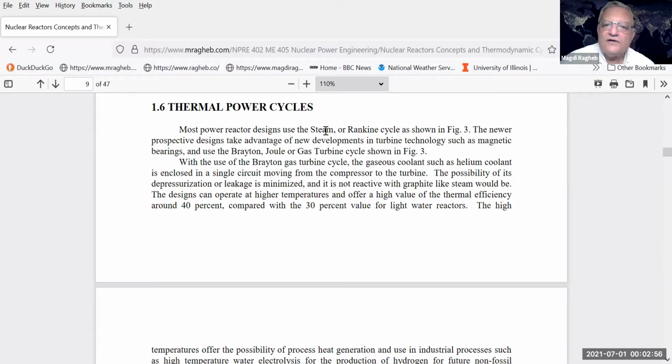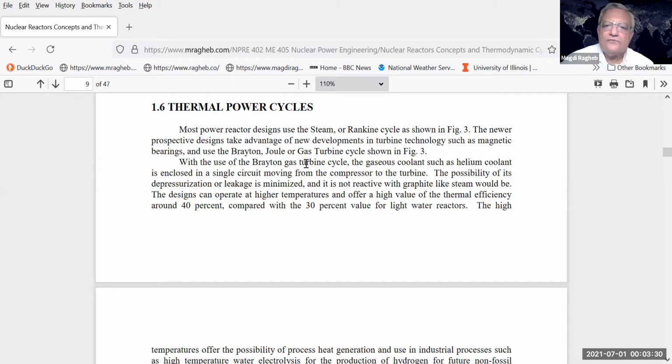Most reactor designs today use the steam or the Rankine cycle that I have shown a moment ago. The newer prospective designs take advantage of new developments in turbine technology. So for instance, new developments include using magnetic bearings, maglev, magnetic levitation. If you use a magnetic field instead of bearings rubbing against each other, then you reduce the friction and you can have high rotational rates for shafts of machinery in general.